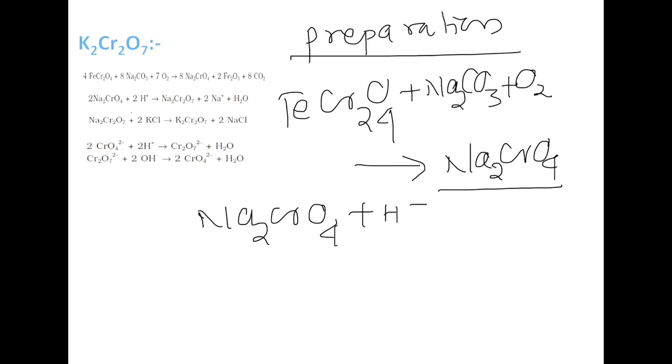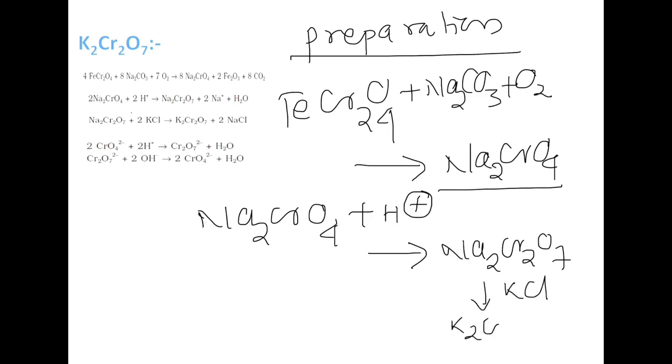Actually, the chromate form in acidic medium is converted to dichromate form because the dichromate form is more stable in acidic medium. So sodium chromate is converted to sodium dichromate, Na2Cr2O7, which reacts with KCl to convert to K2Cr2O7. This is potassium dichromate.